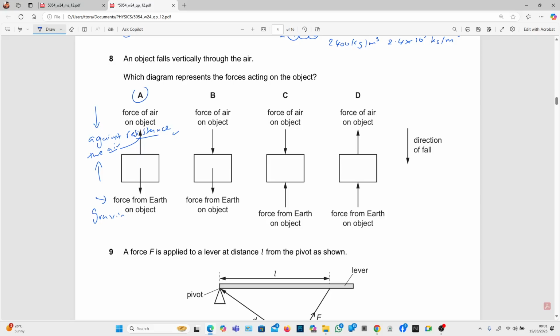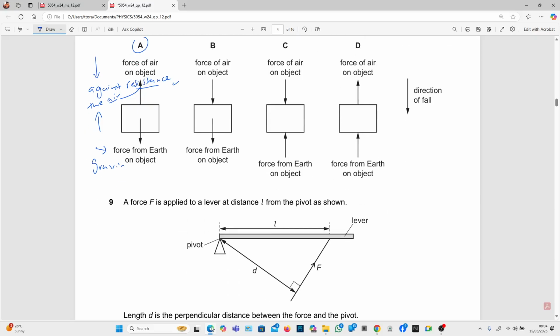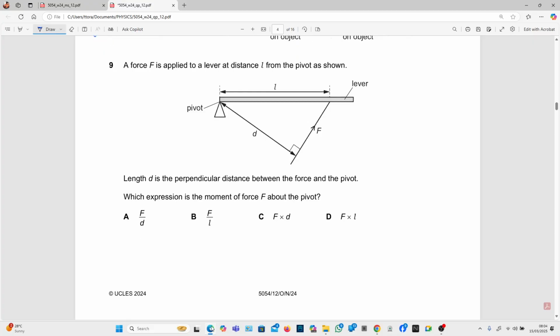Now for question number 9, a force F is applied to a lever at a distance of L from the pivot as shown in the diagram. So here's the pivot, here's the lever, and here's the force. Now the length D is the perpendicular distance. These are very, very important words. Perpendicular distance between the force and the pivot.